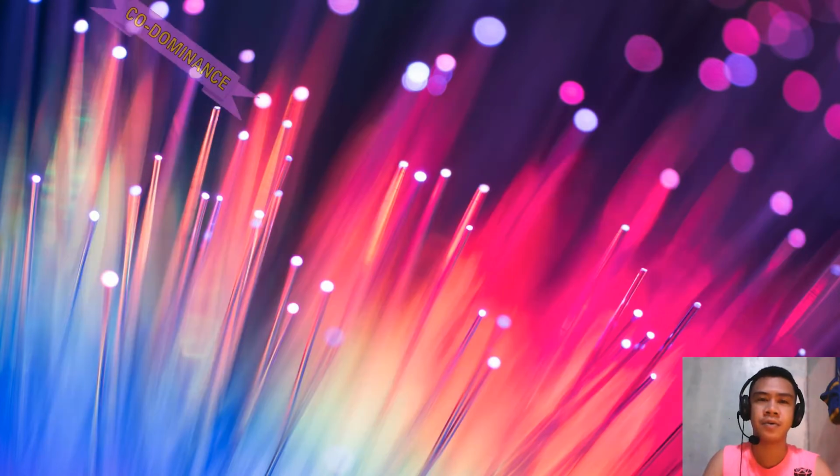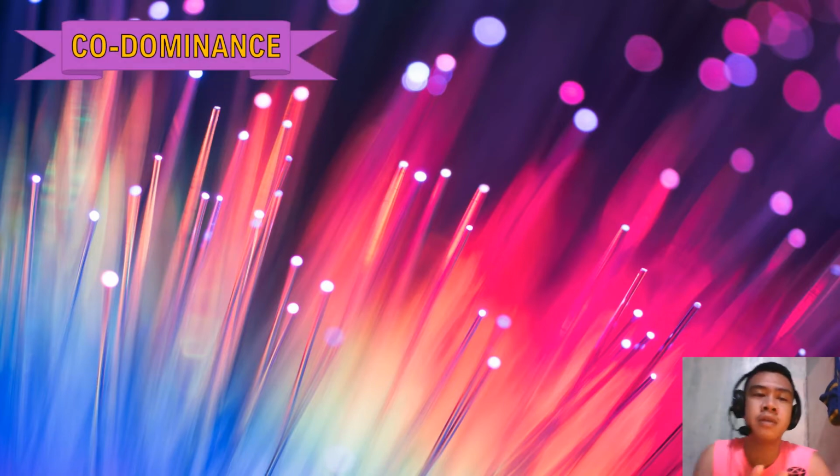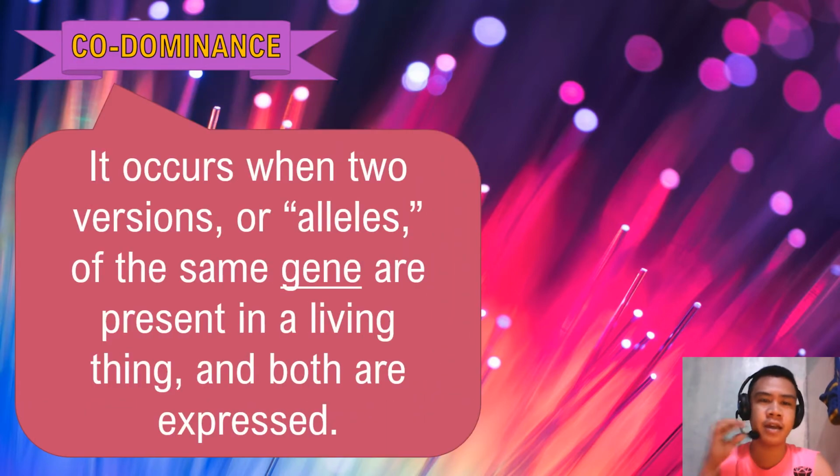So we have codominance. Co meaning complementary dominance. It occurs when two versions or alleles of the same gene are present in a living thing and both are expressed. So the key word here is both. Non-Mendelian inheritance is applicable in codominance, where two alleles may be expressed simultaneously, that is heterozygous. There is no mixing or blending involved.